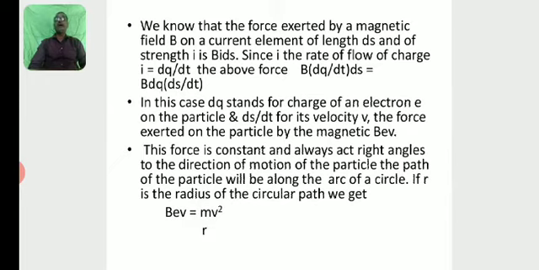If any charged particle in the magnetic field moves in a curved or circular path, it must experience a centripetal force. The centripetal force is provided by the magnetic force, that means BeV is equal to mv square by r.